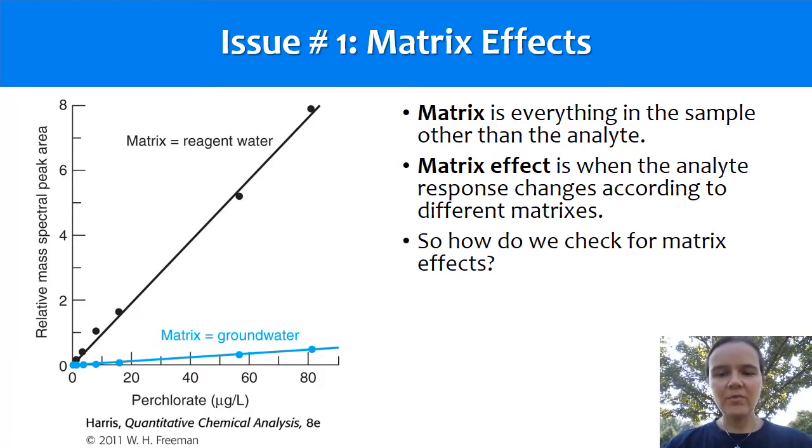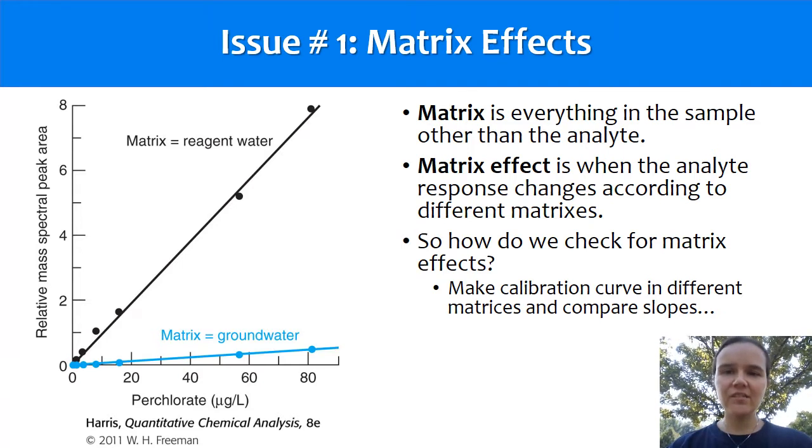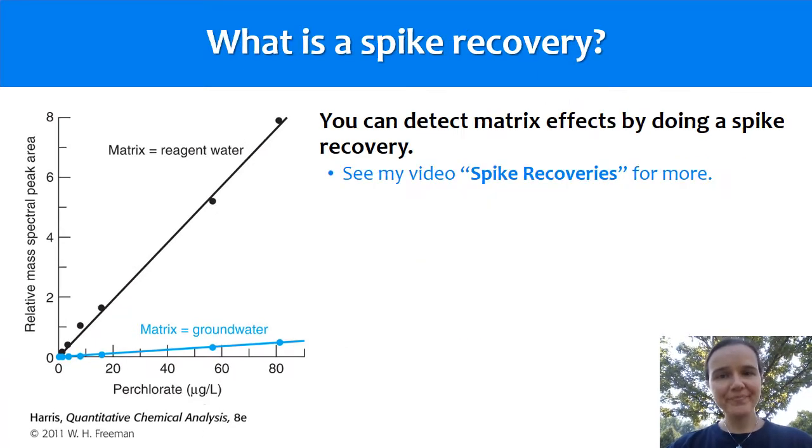How do we check? Well, the first thing is make the calibration curve in the two different matrices and compare the slopes. And if they're different, then you do have matrix effects. Or we can do spike recovery. Spike recovery is a method to detect matrix effects. I have a whole other video that gives you details, but here's a brief summary.